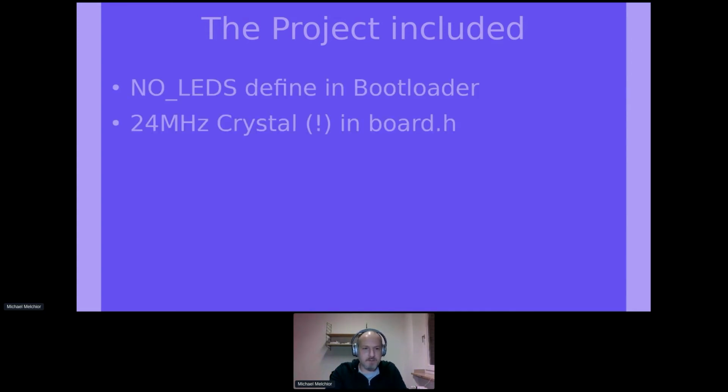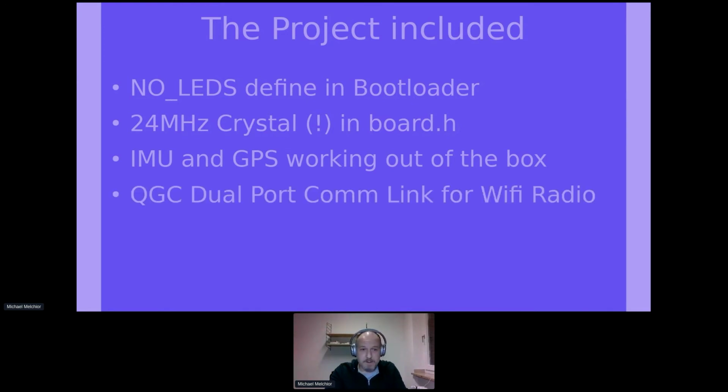I added some stuff to the bootloader. The whole board is running on 24 megahertz. The datasheet of the MCU suggests that the maximum would be 8 megahertz, but it's working fairly well with 24 as well. The IMU and GPS were working out of the box. I didn't have to do anything.